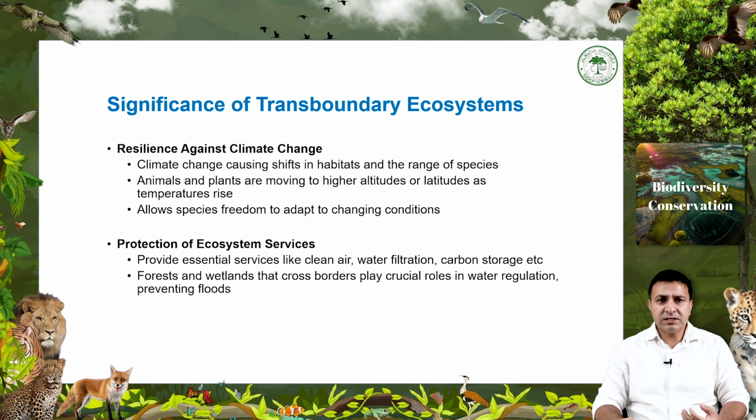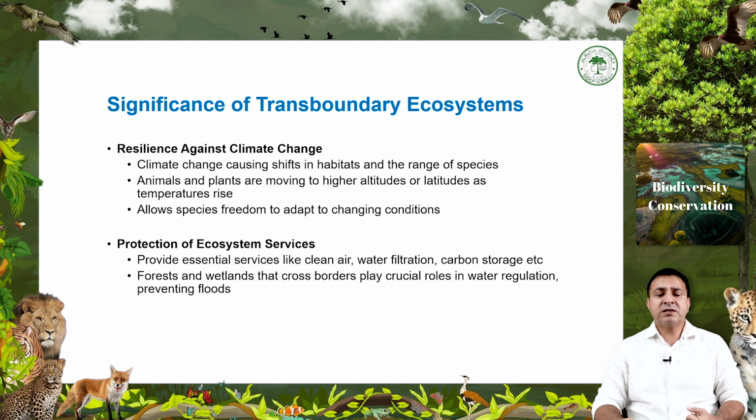Another importance is resilience against climate change. As we know, climate change is causing shifts in habitat and the range of the species. So we can say animals and plants are moving towards higher altitudes or latitudes as the temperature rises, meaning they often cross national borders. So we can say transboundary conservation allows species the freedom to adapt to changing conditions, providing corridors and buffer zones that enable them to reach new suitable habitat in response to the shifting climates.